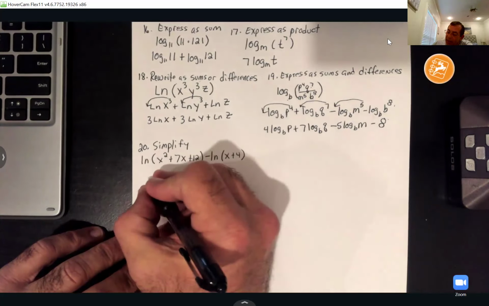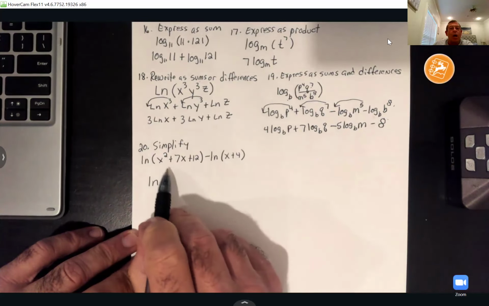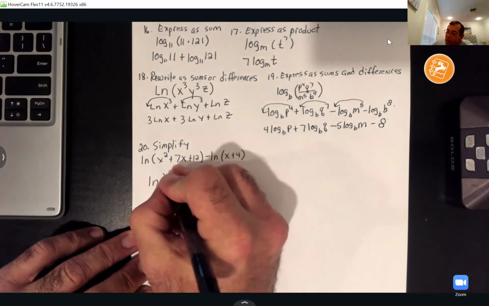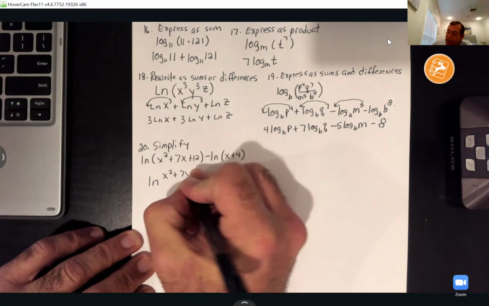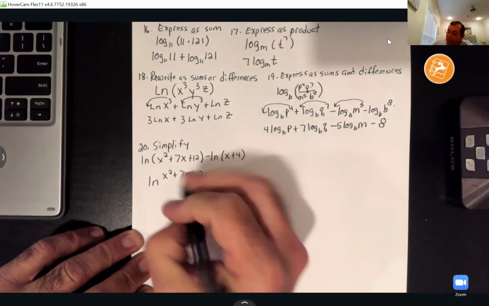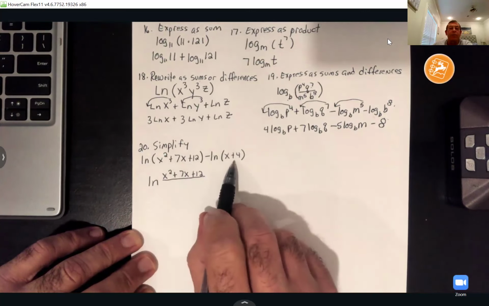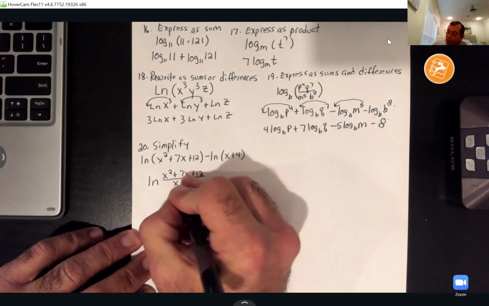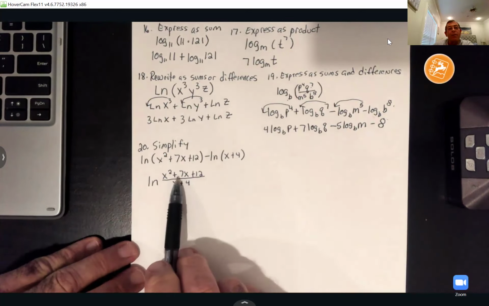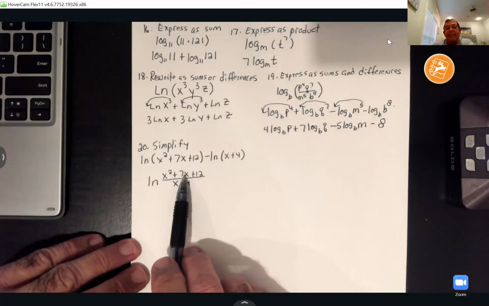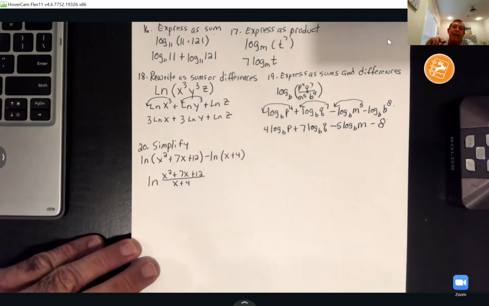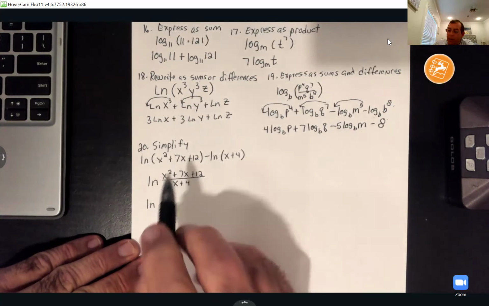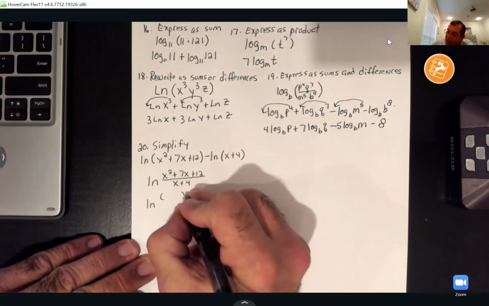So bring out the ln. On top of my fraction will be the positive stuff, so that's going to be the x squared plus 7x plus 12 over the stuff that was being subtracted, which was the x plus 4. Now, this is correct so far, but this needs to be simplified further. So to simplify this further, you're going to have to factor the top of that fraction.